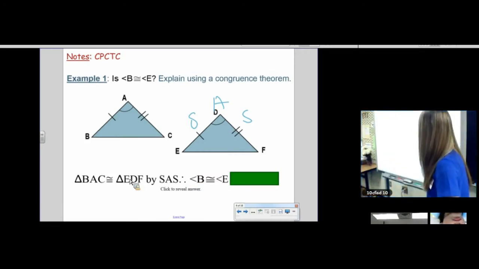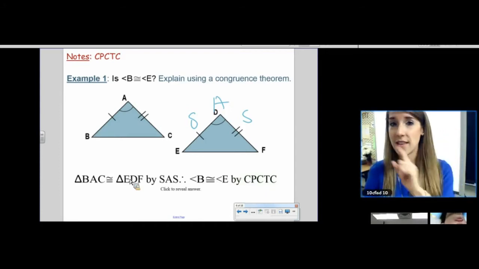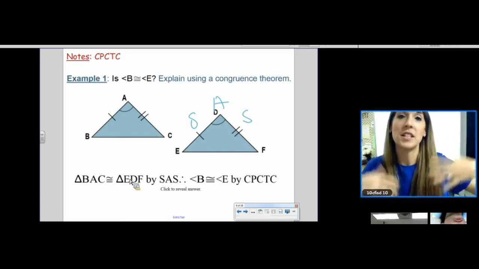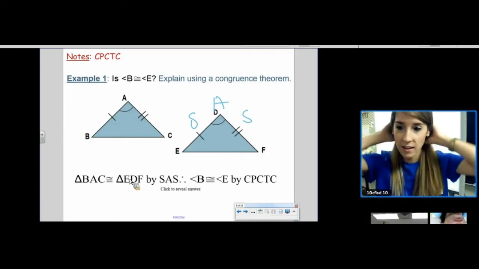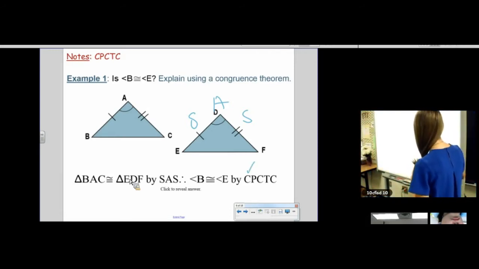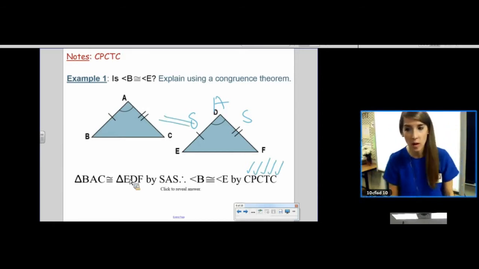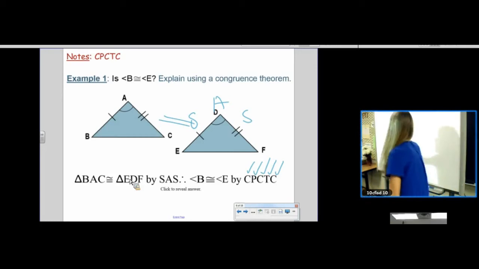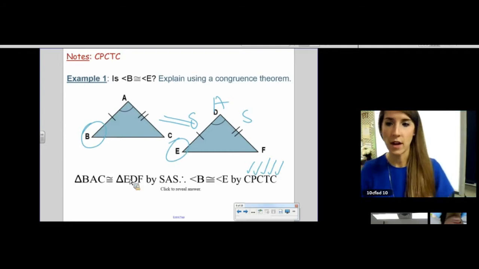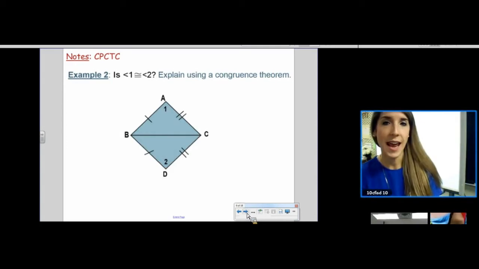And then we say why? By CPCTC. So here's the formula. You say that they're congruent, then you say why. Then you say what else is congruent on top of it. It's like your toppings on your sundae. And then you say why. Well, why is B congruent to E? Because corresponding parts of congruent triangles are congruent. If I've already said that these are equal, then even though there's no arcs here, I know these are equal because the triangles are congruent. That's how I know. Let's try another one. Is angle 1 congruent to angle 2?